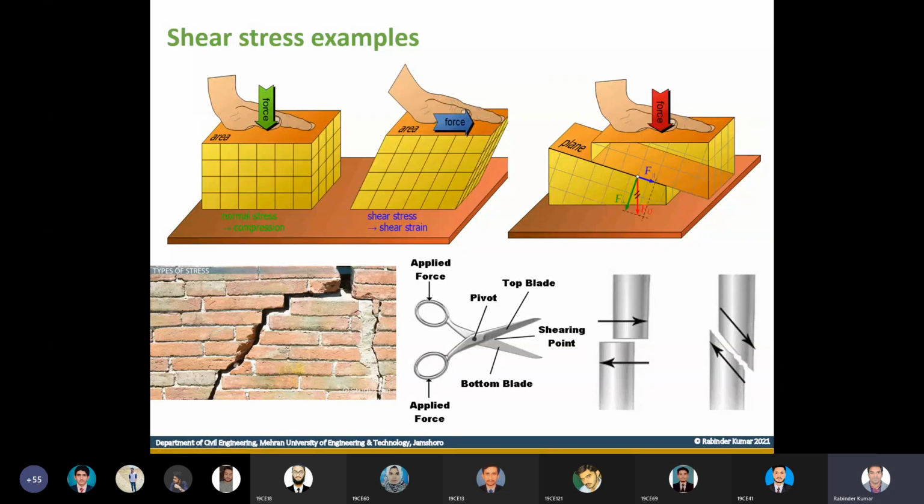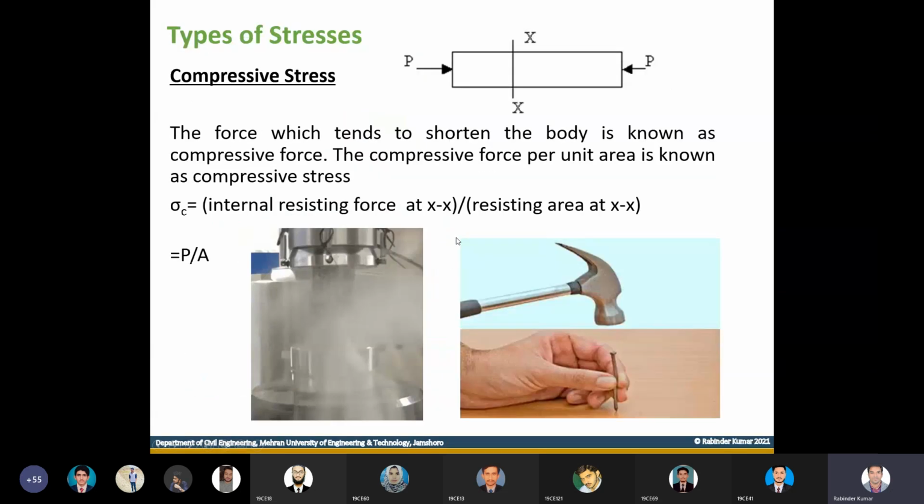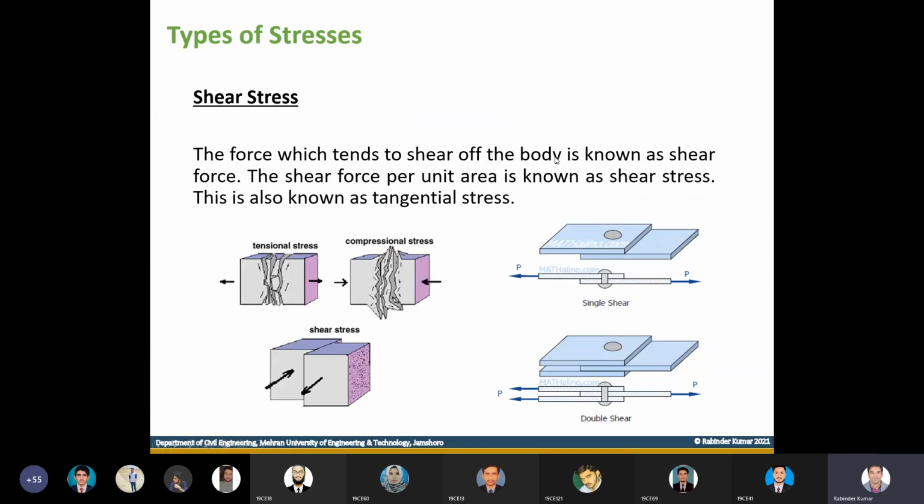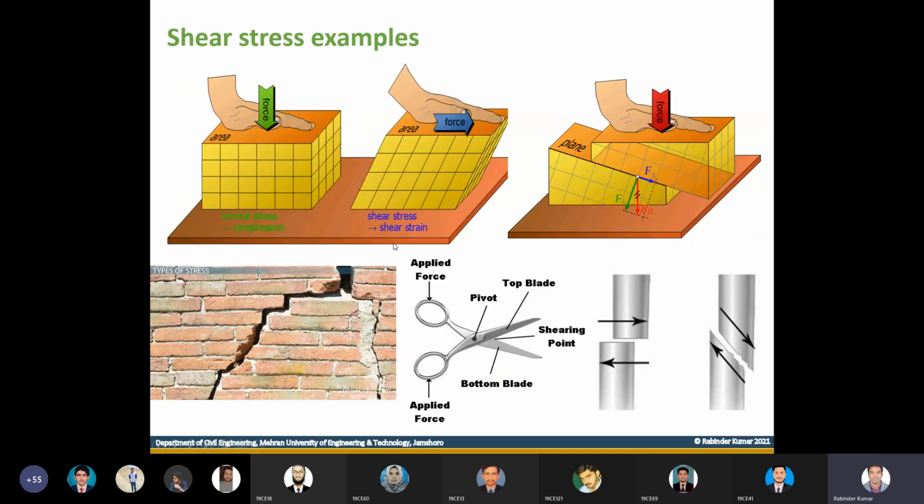I just wanted to show you how the shear stresses are visualized. What does it mean? It actually means the failure in a sliding manner, when the body is trying to shear off. A simple example I gave you: when you rub your hands, you are applying shear forces. So this force will cause shear stresses. This is how it will look in our field, in civil engineering structures.